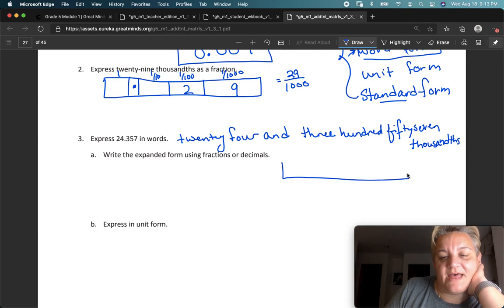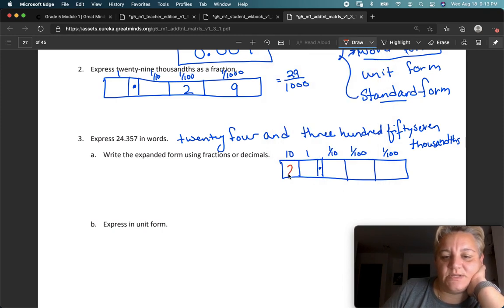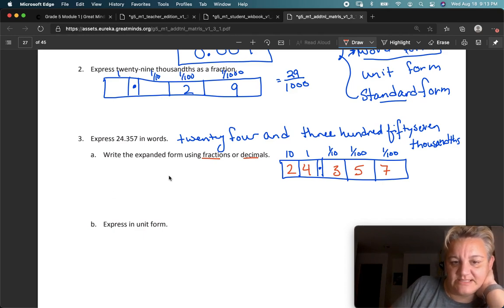So I'm going to put that into my chart here. There's my tens, my ones, my decimal, tenths, hundredths, thousandths. So there's tens, ones, tenths, hundredths, thousandths. And my number, which I'll change colors for, is 24 and 357 thousandths. So I'm going to write this in expanded form using fractions or decimals. Okay, so I'm going to do both. You only had to do one, but I'm going to show you both. Okay, so let's do this as a fraction first. So it would be 24 and 357 thousandths.